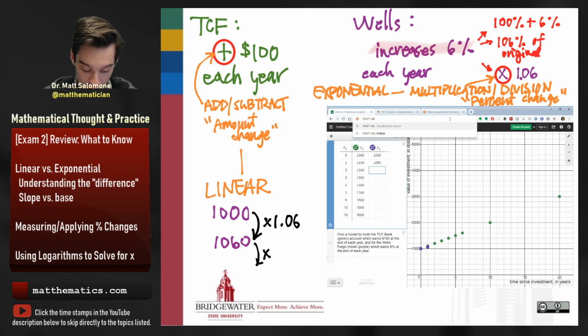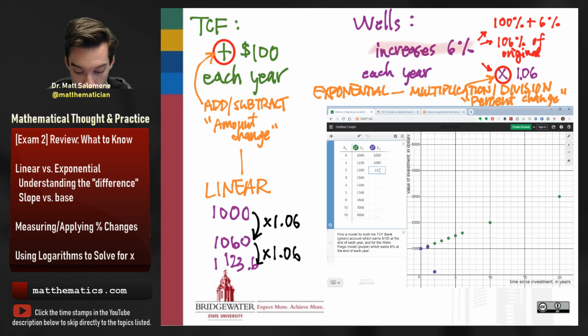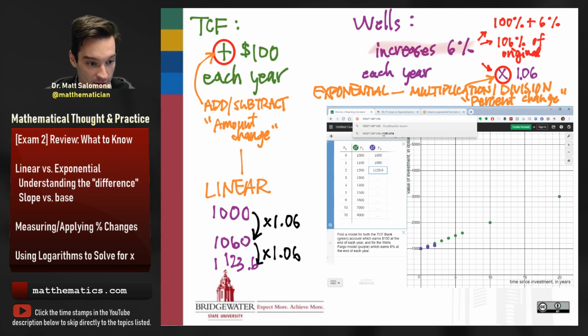So pull out a calculator, or I'm using just my browser's search window to figure out the value of this. It's $1,123.60 at the end of that second year. 1123.6. So there's my next of my purple data points. Then I'll multiply that again by 1.06 to find out where we're at the end of the third year. 1191.016.